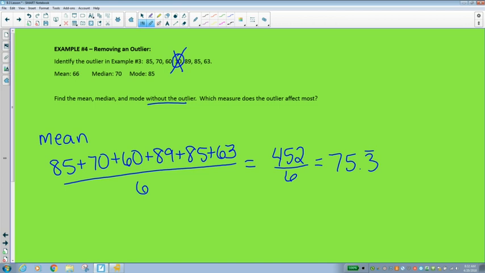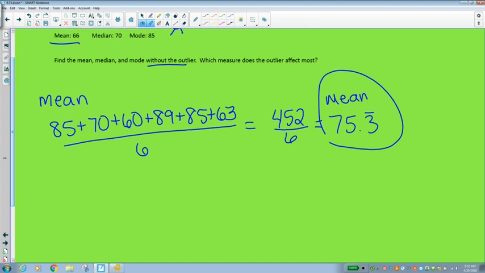So I look at the mean itself. The mean was affected because it was 66 with the outlier. Now it's 75 and 3/10, or 75.3 repeating. But we want to see which one it affects more. So we still have to find the median and the mode.